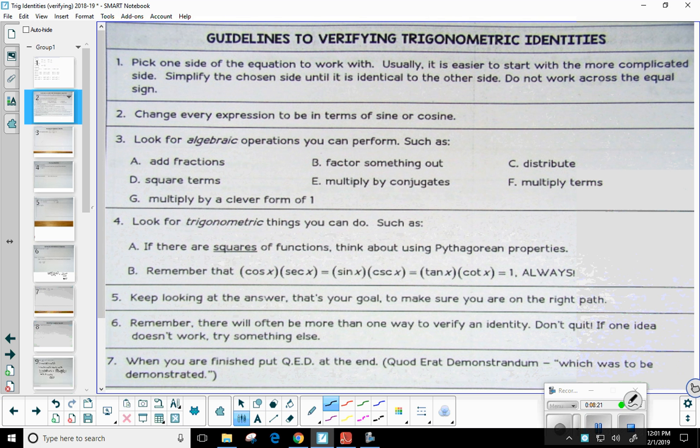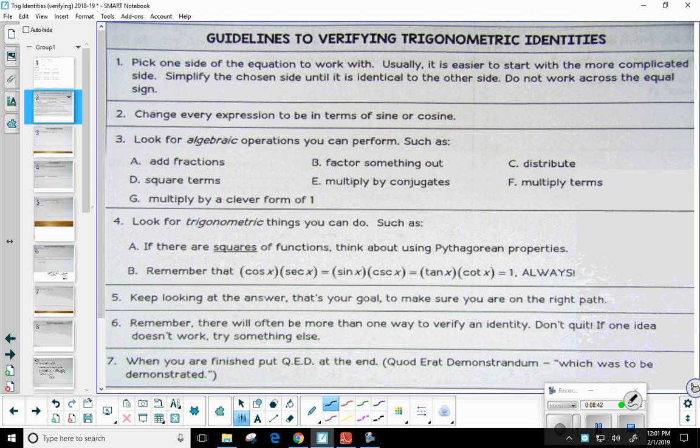Okay, it says pick one side of the equation to work with. Usually it's easier to start with the more complicated side. And I know that seems kind of unusual, but start with the side that has more going on. Okay, the one that's more complicated, because there's going to be more options to make it smaller than to take something small and try to go extremely large.